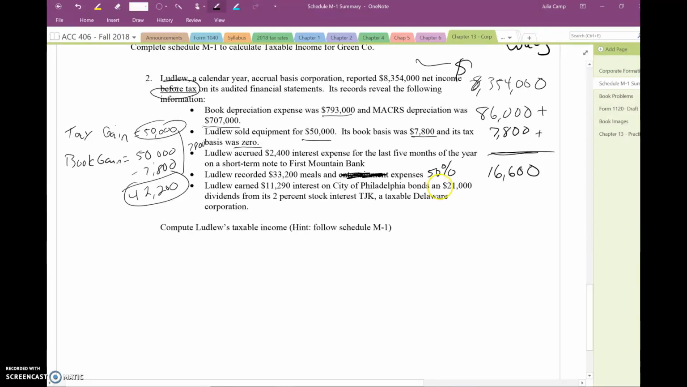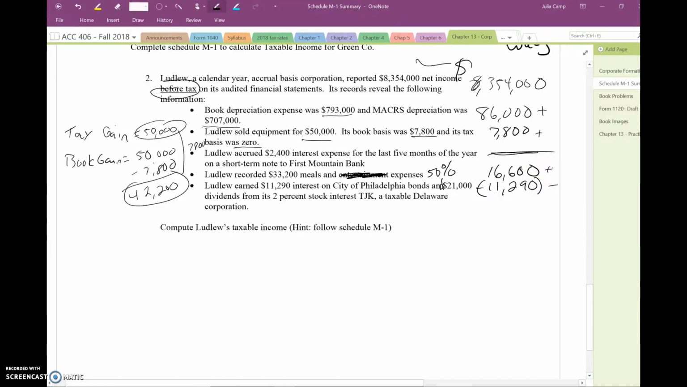Okay? They earned $11,290 of interest on City of Philadelphia bonds. This should say and. Okay, we'll get to that. So let's do the interest first. So City of Philadelphia, municipal, right? So we have to subtract that because it is not income for tax purposes. So that's a subtract. This one was an add.